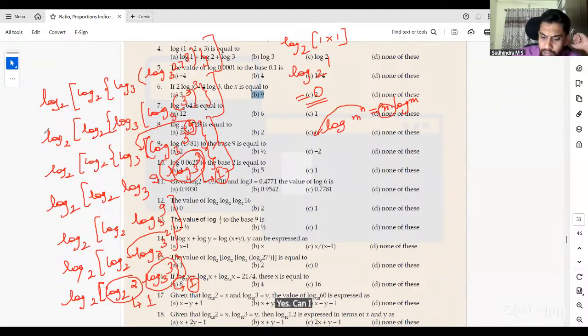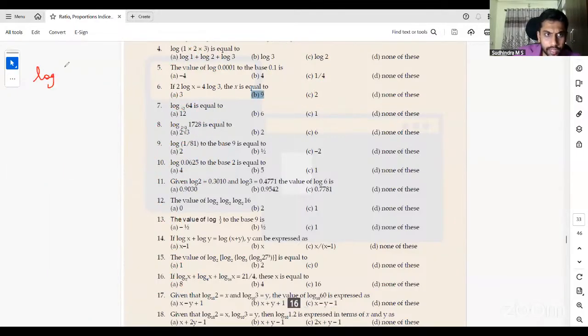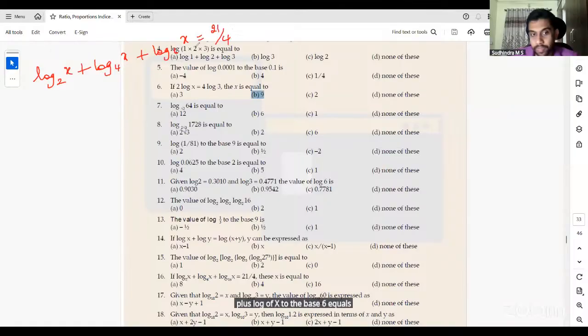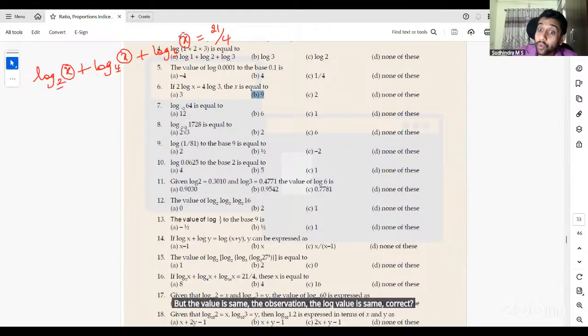Can I erase what's there on the screen? Yes, sir. Question number 16. Log of x to the base 2 plus log of x to the base 4 plus log of x to the base 16 equals 21 by 4. Now, if you observe here, bases are different, but the value is same. So, how do I proceed? Can I convert them to same base?